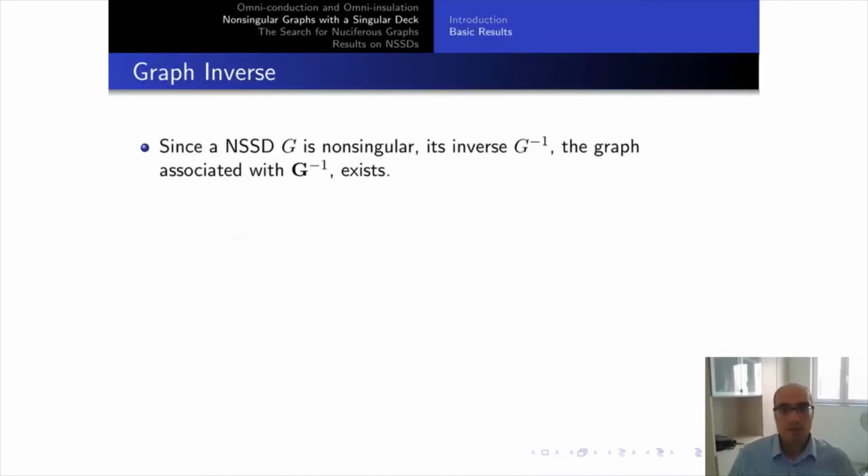We still haven't said why we have decided to define NSSDs having weighted edges and not edges having only weight 1. Since an NSSD is non-singular, its inverse exists, of course.